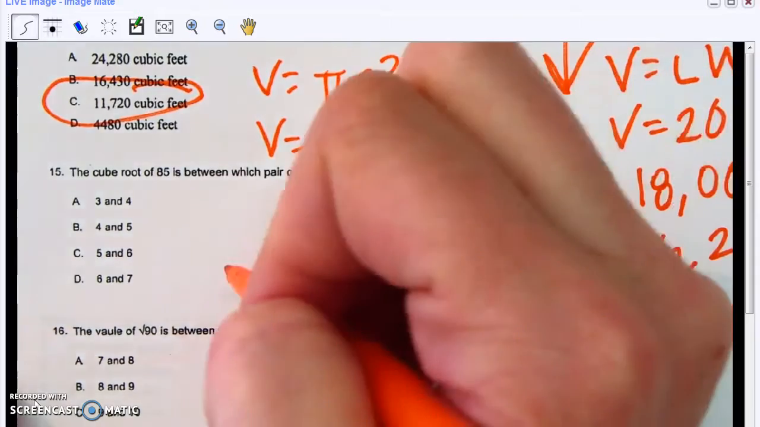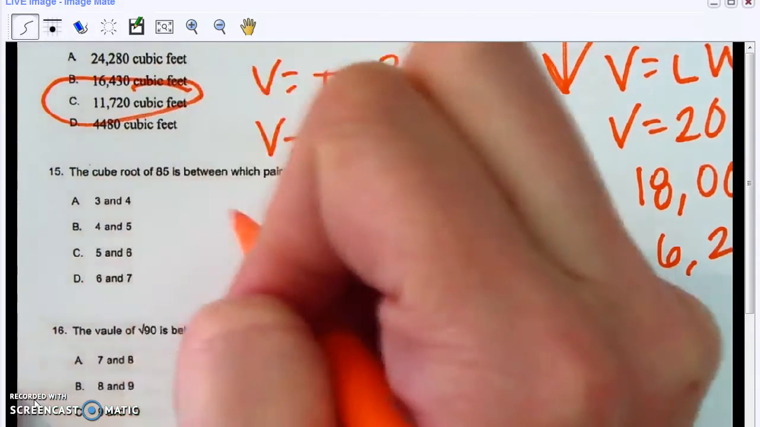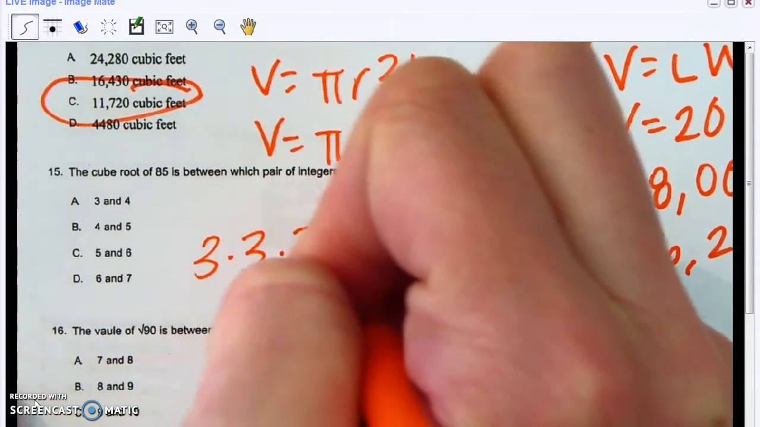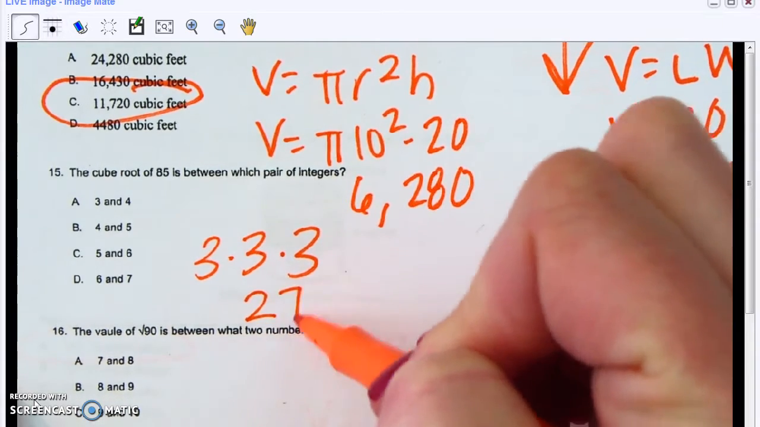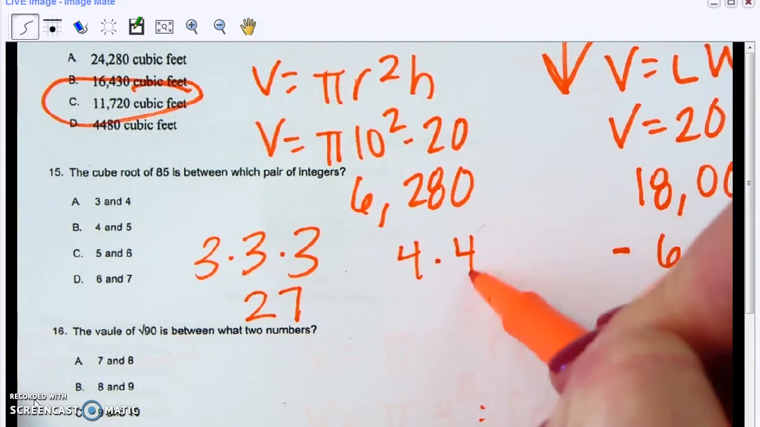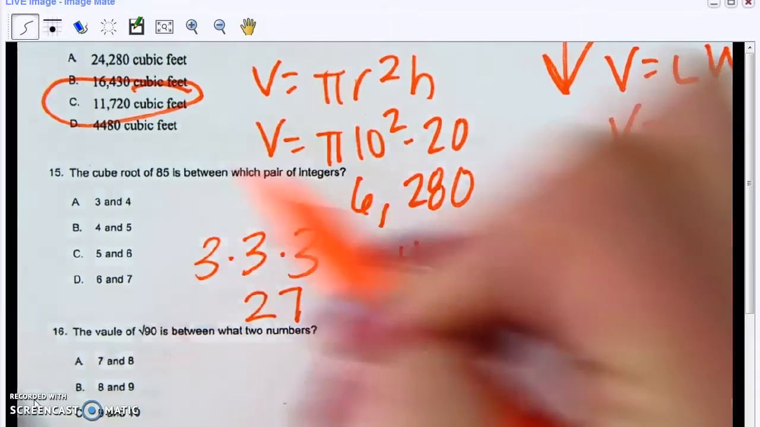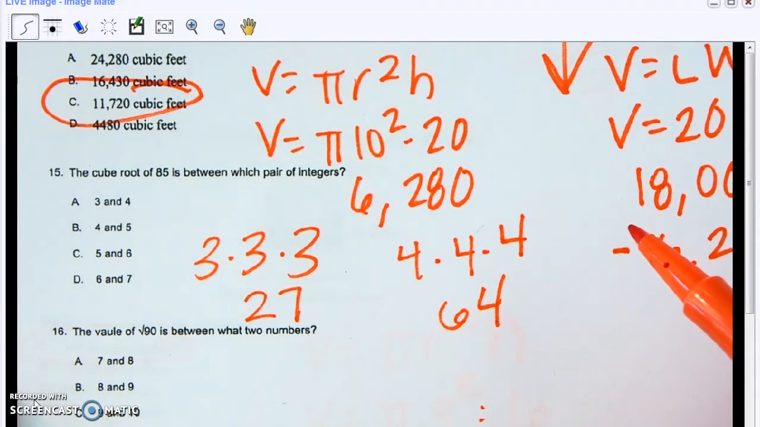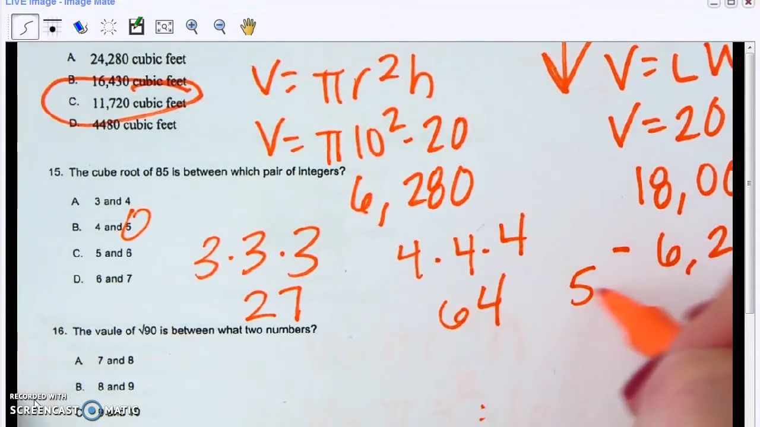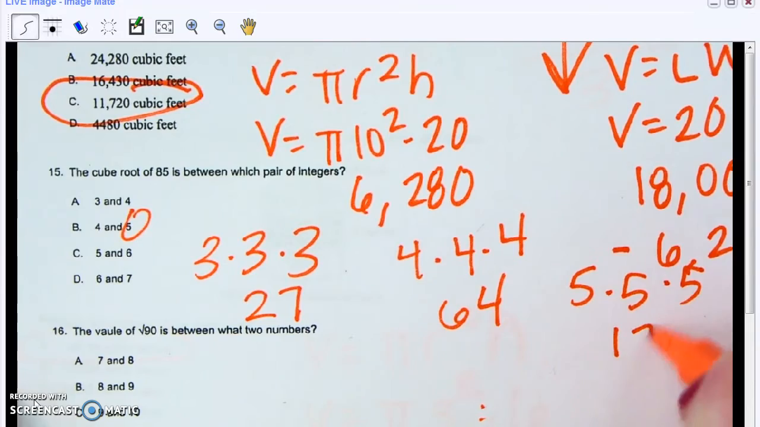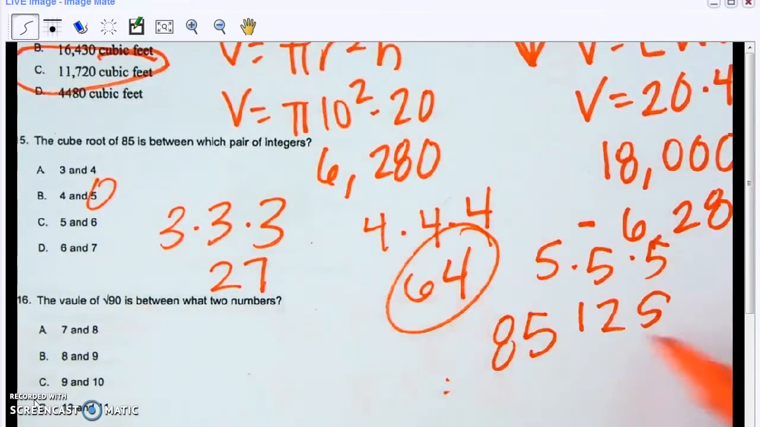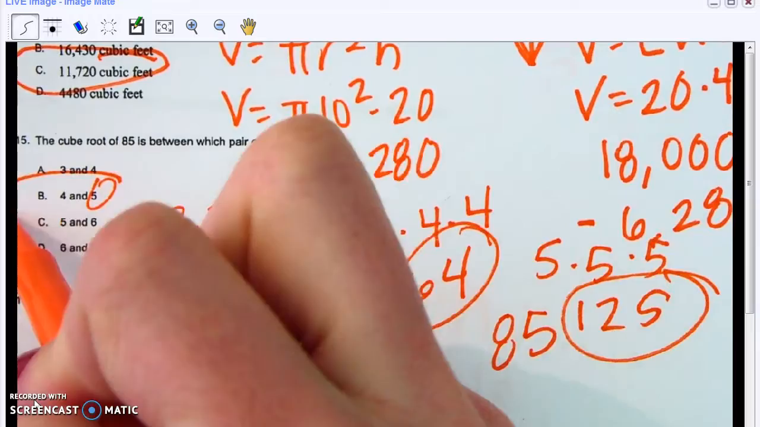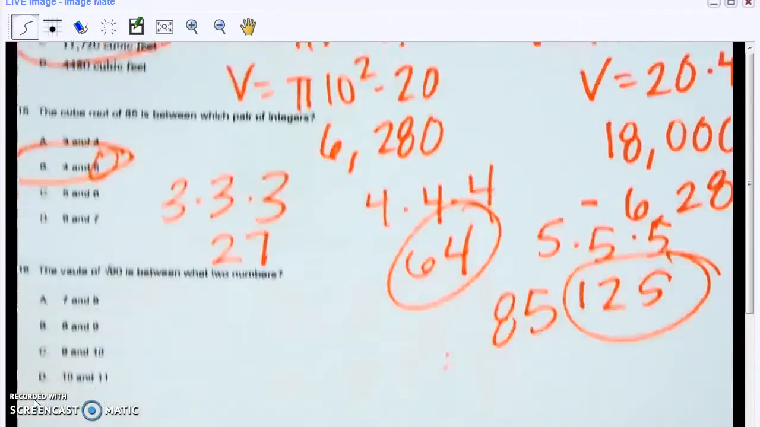Cube root of 85 is between what two integers? So cube root means I'm doing a number times a number times a number, 3 times, right? So 3 times 3 times 3 is 27. 4 times 4 times 4 is 64. 85 is not between those two. So now let's look at 5. 5 times 5 times 5 is 125. 85 is between 64 and 125, so I think the answer is B.